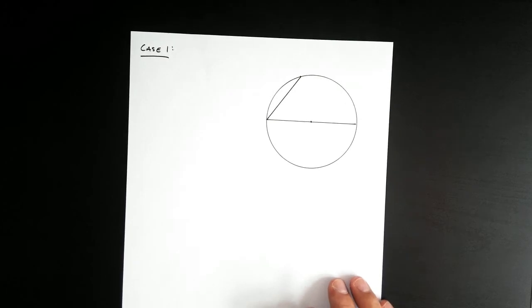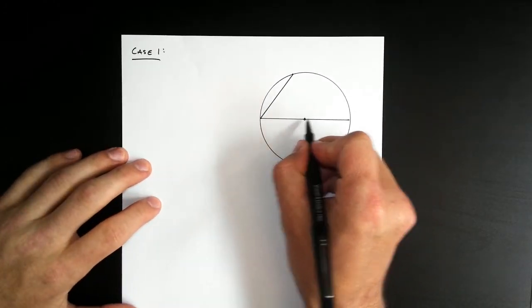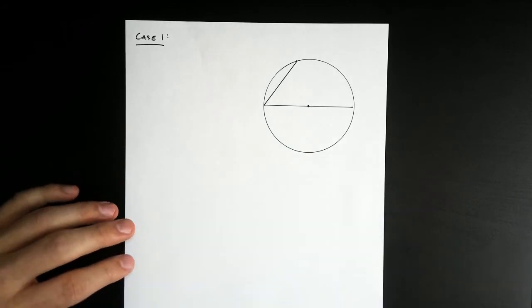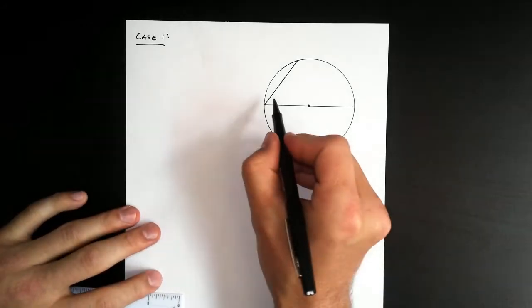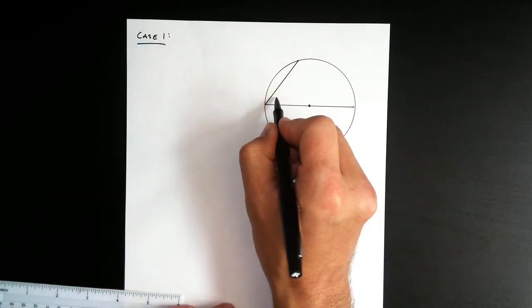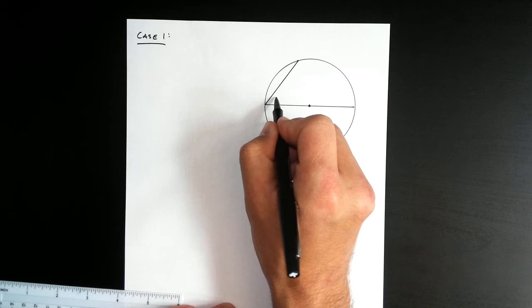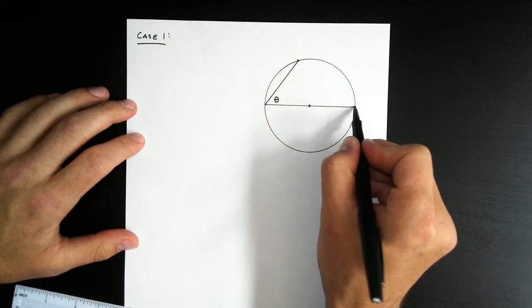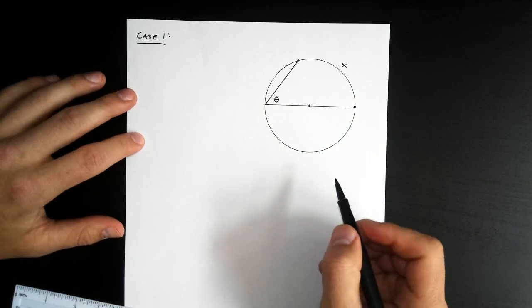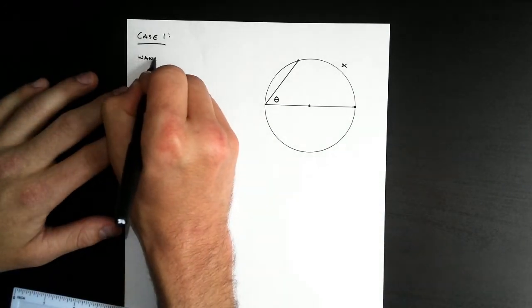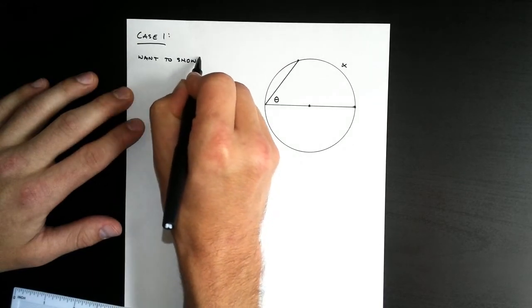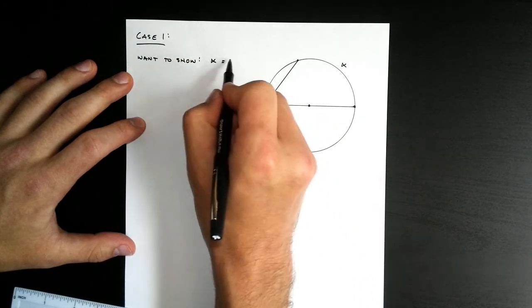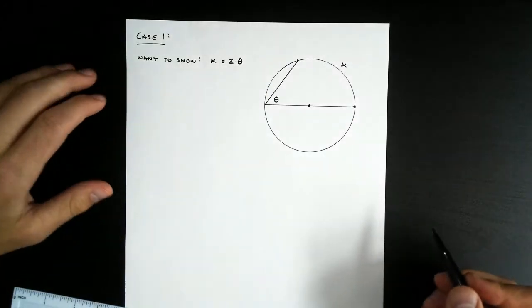All right, so the first case, we're going to take a look at the one where one of the sides of our inscribed angle goes through the center. Okay, so I want to label a couple things here. I'm going to label the central angle, we'll say theta. And then our arc, let's label this as alpha. Okay, so we want to show that alpha is equal to 2 times whatever theta is.